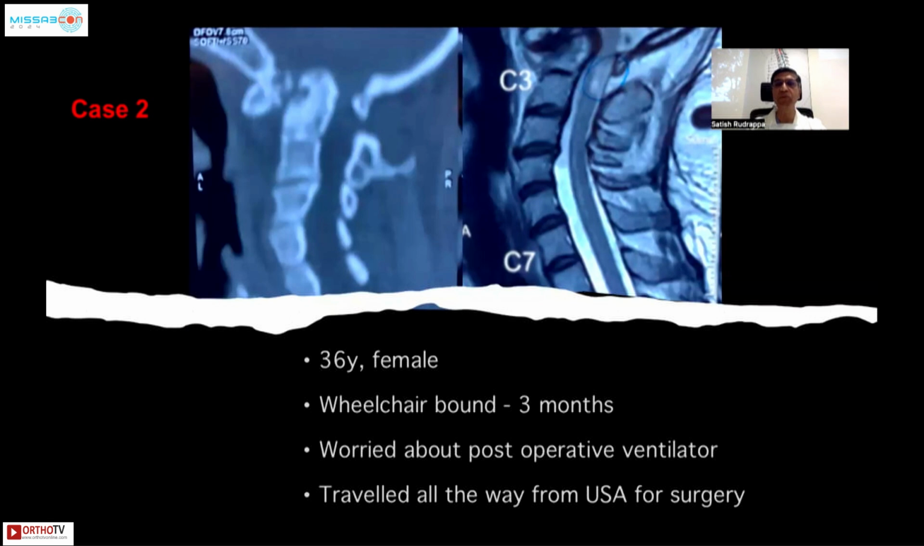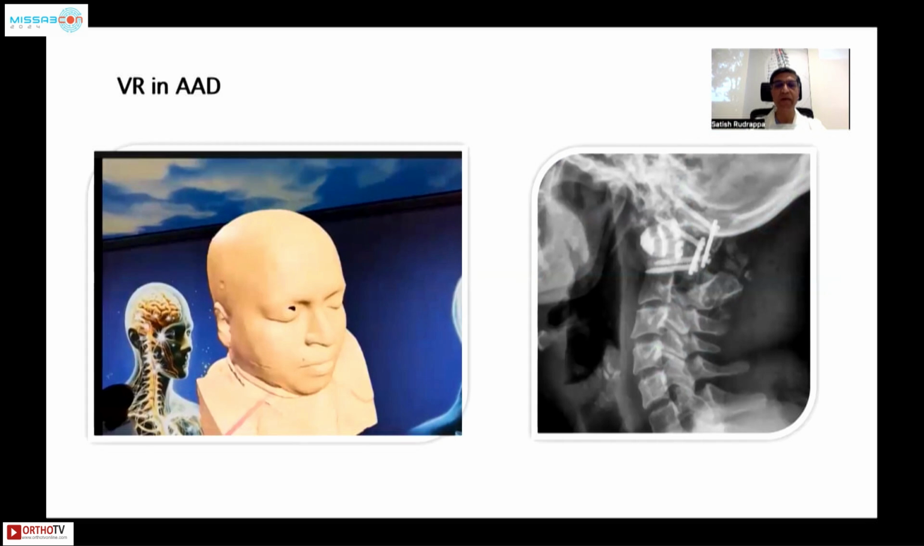So case number 2 is another patient of mine, 36 years old, whom I operated 4 weeks ago, who came all the way from the US. She was quadriparetic, wheelchair bound, and had bladder symptoms already. And she was not at all convinced in the US about this surgery, because they were scared that she would end up on a ventilator. This was explained to her in the US, and this same patient I recreated.